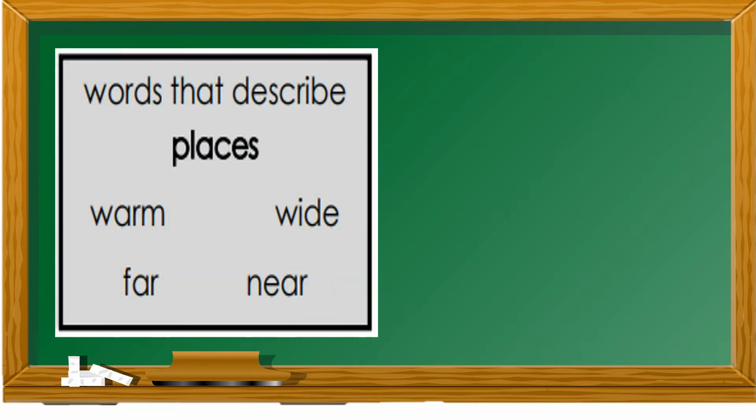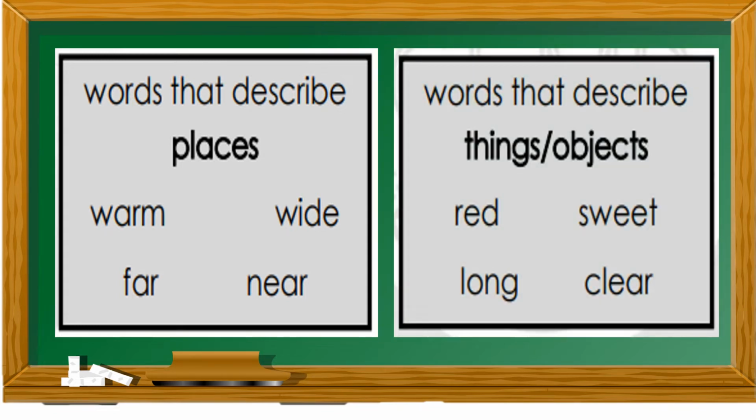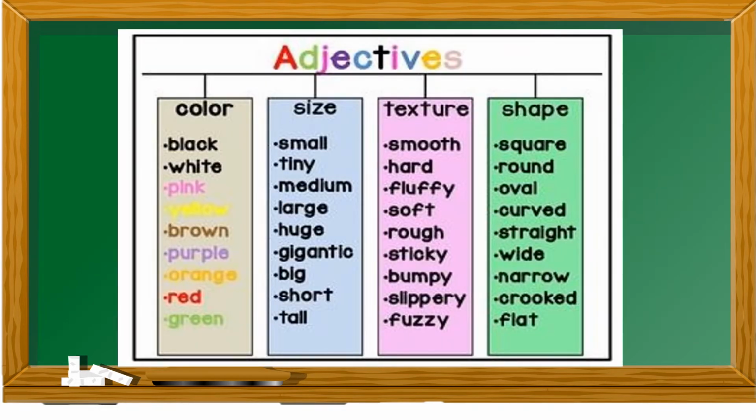So here are the example of words that describe places. We have warm, wide, far, near. And the words that describe things or object: red, sweet, long, clear. But we also use sweet for people. Okay, another example of adjectives.